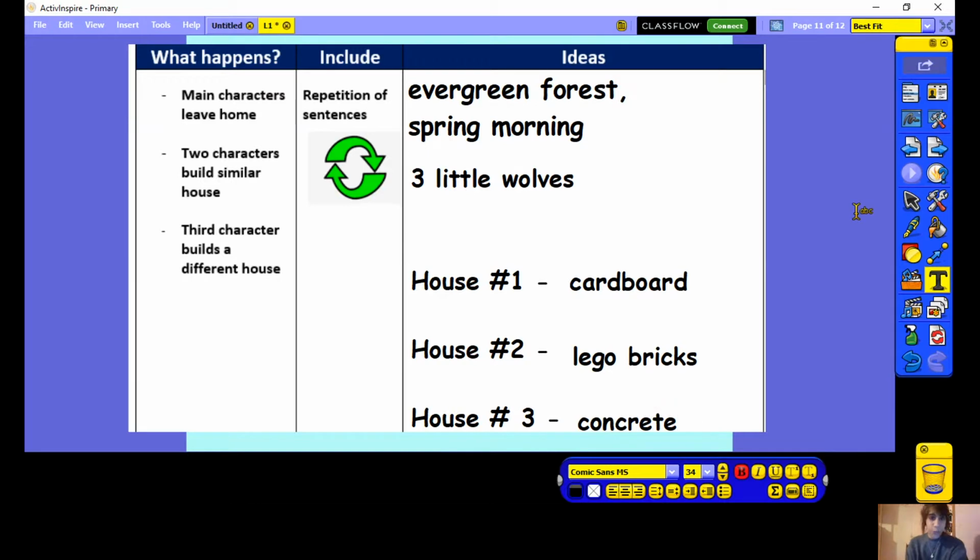So pause the video here and make sure you've got everything you want in your box up. What 3 characters are you going to have? What are their houses going to be made out of? And if you want, a bit of introductory sentences such as once upon a time or where they are living or even when they want to leave home.